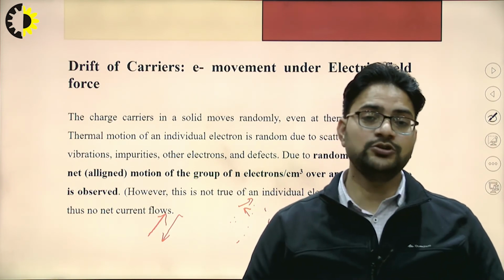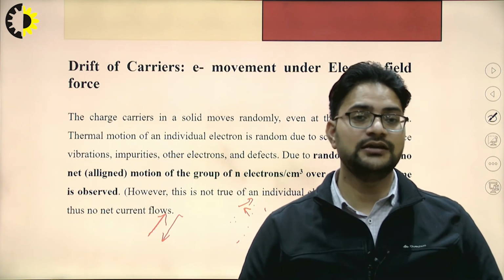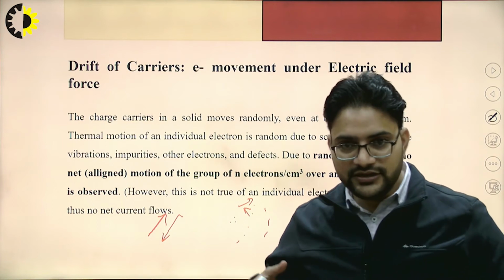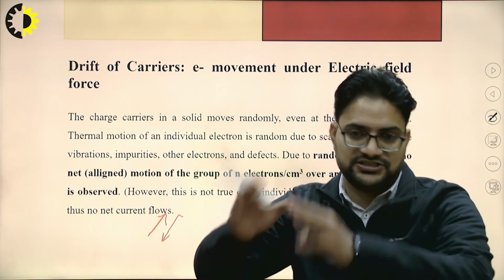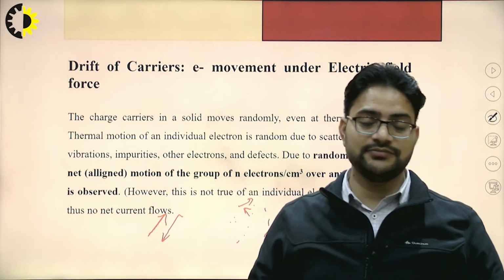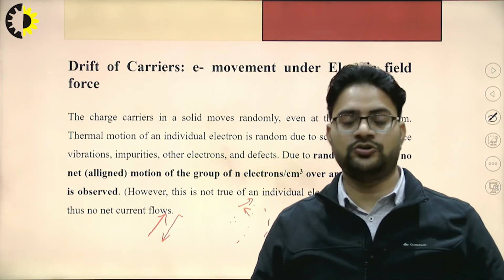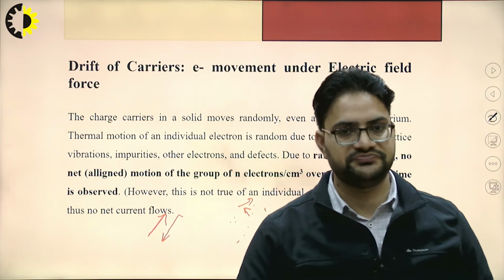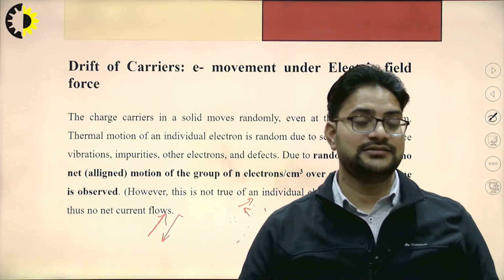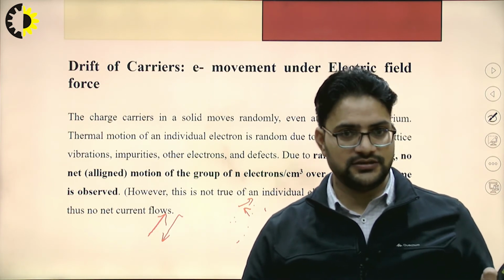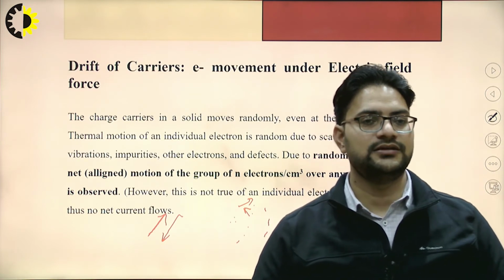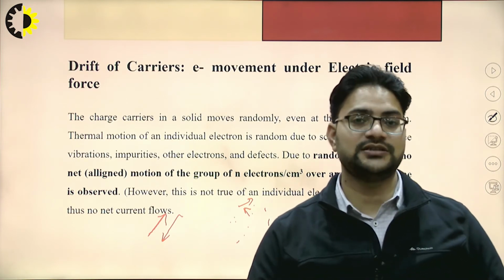Why is it so? It is due to the electron movement. Some electrons are moving in this direction. At the same time, an equal number of electrons will be moving in the opposite direction. It means that the net current density will be equal to 0, right? So they will not contribute toward the conductivity.